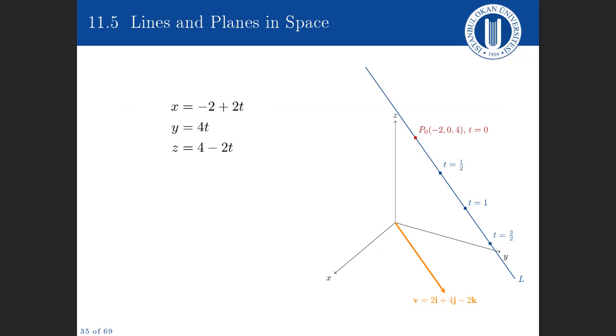I can show you a picture of this line. This blue line is the line L. It passes through the point -2, 0, 4. Passes through there when t is equal to 0. When t is equal to 1, the point is just here. When t is equal to a half is there, t is equal to 3 over 2, and so on. t is equal to minus a half, we can have a point over here, and so on. You can see from this picture that the line is parallel to the vector v.